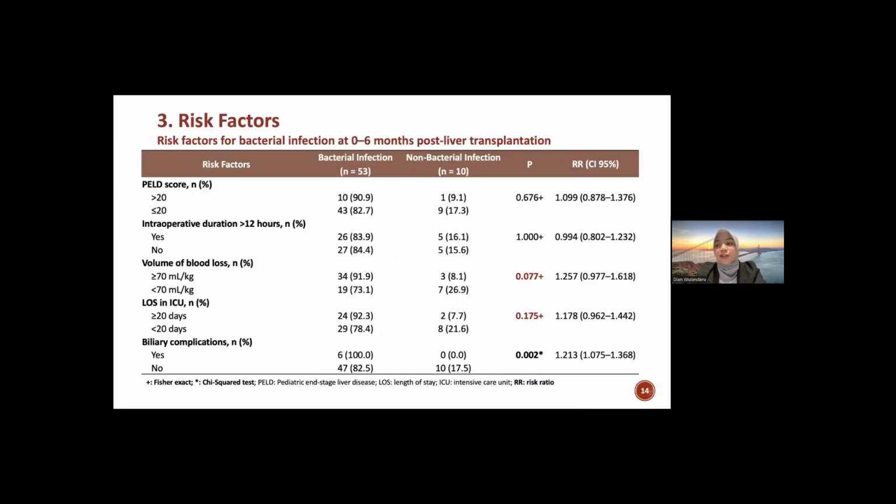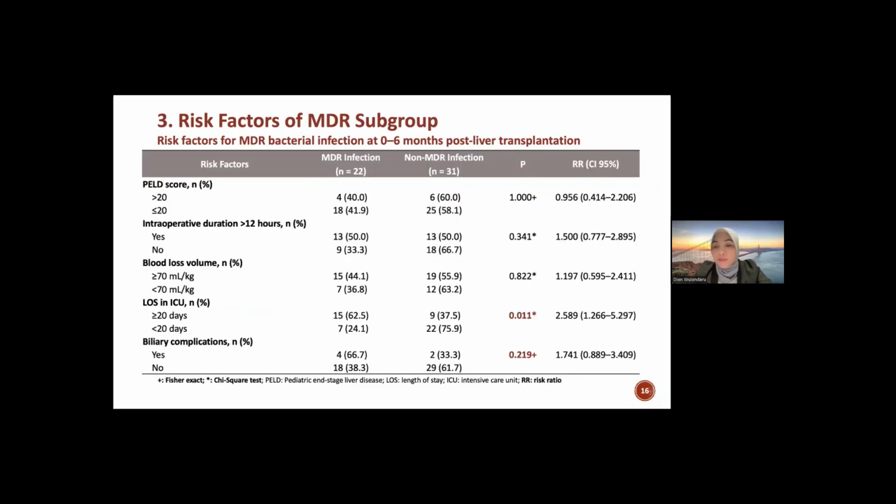Bivariate analyses are used to determine the relationship between all of the risk factor variables and the occurrence of bacterial infections, by using either the chi-squared or Fisher's exact test. All 5 risk factors are defined as categorical variables. There are 3 variables, which are volume of blood loss, length of stay in ICU, and biliary complications, which have a p-value less than 0.25 and are eligible to be in multivariate analysis. However, the biliary complication variable was automatically excluded by the STATA program because it had a value of 0.